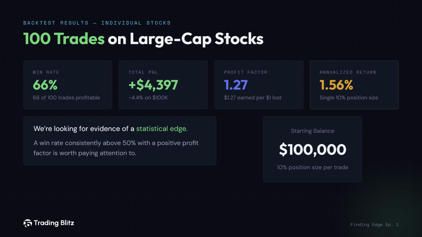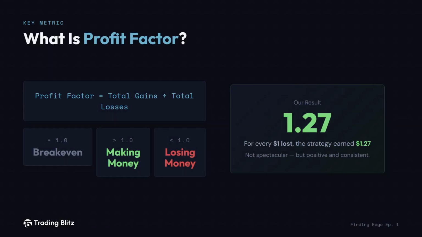The win rate came in at 66%, which means 66 out of the 100 trades were profitable. 2 out of every 3 trades made money. That's not a coin flip. That's a real edge. As a general rule of thumb, any win rate consistently above 50% with a positive profit factor is worth paying attention to.